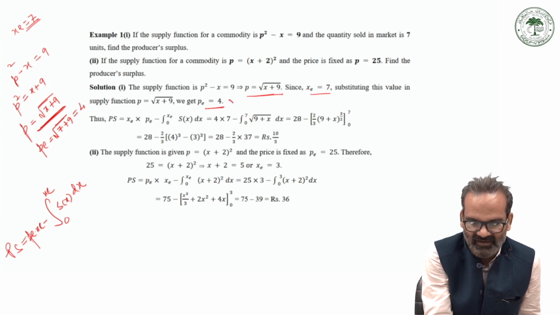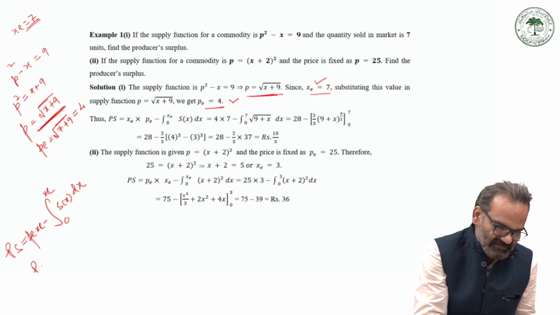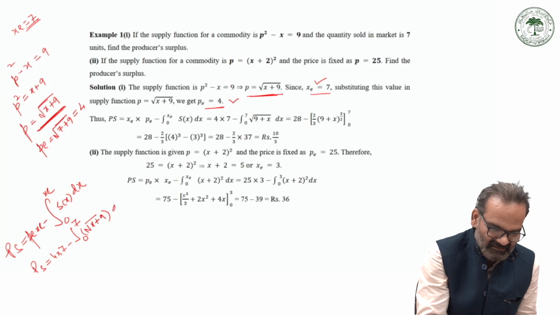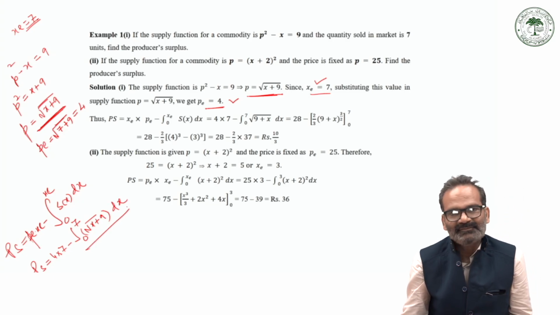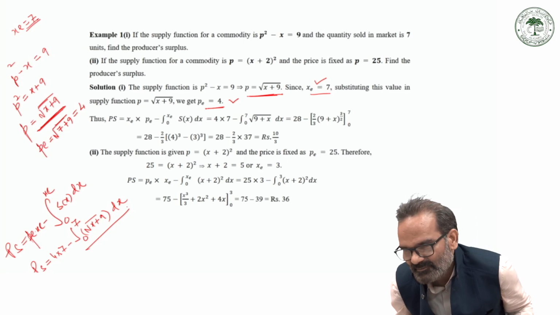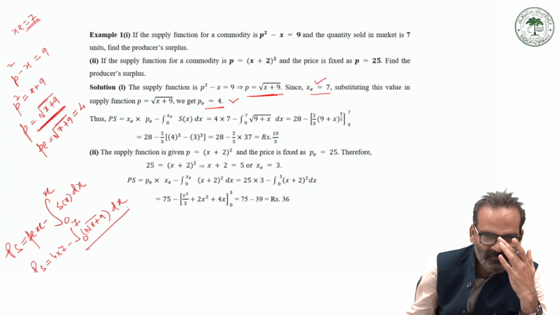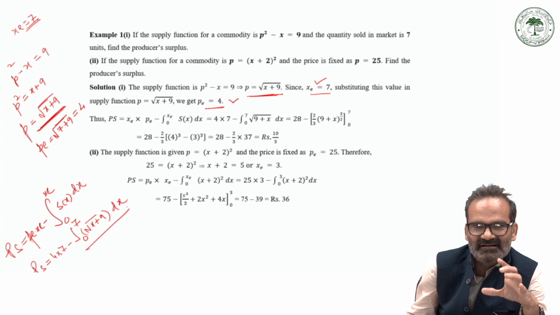So we have the value of PE, we have the value of XE, we have our supply function. Now PS is given by PE, which is 4, into XE, which is 7, minus the integral from 0 to 7 of the supply function root of x plus 9 dx. Now integrate this function, you will get the required producer's surplus, right? I don't want to integrate every function every time because we have done a number of questions based on integration.